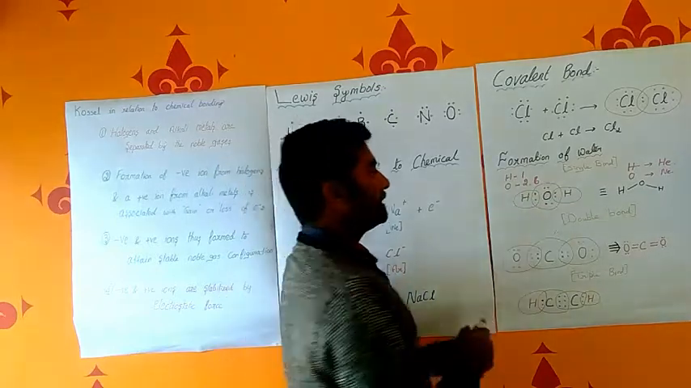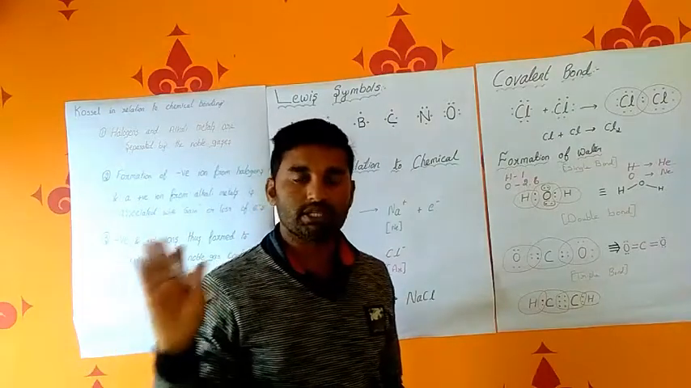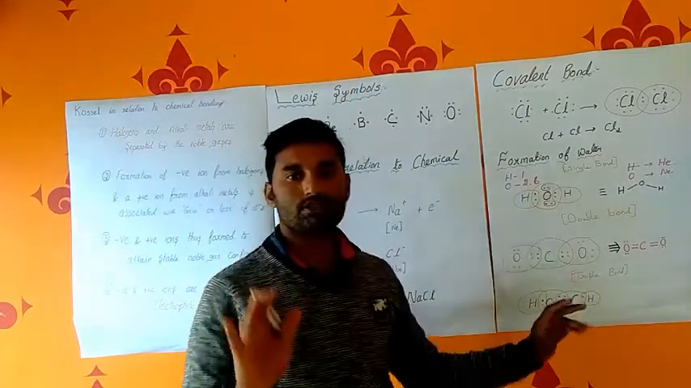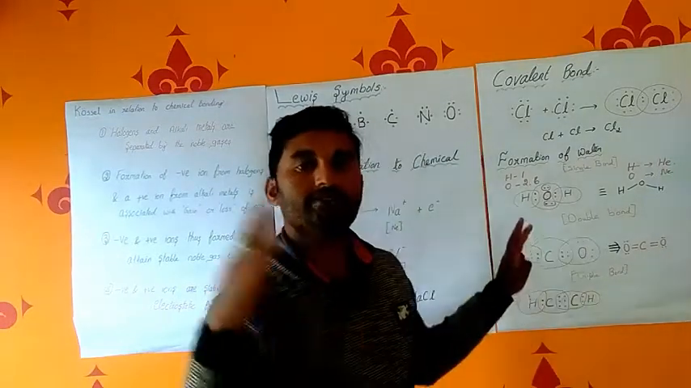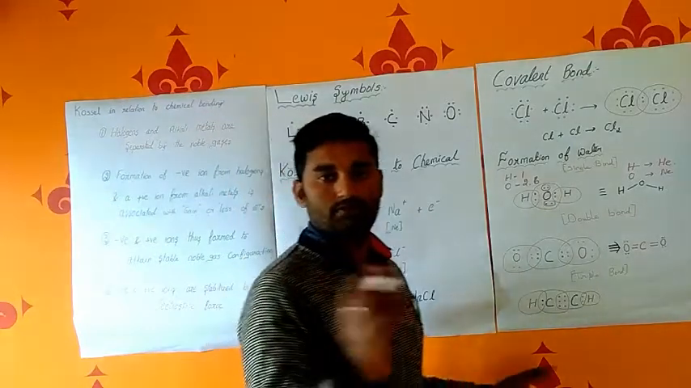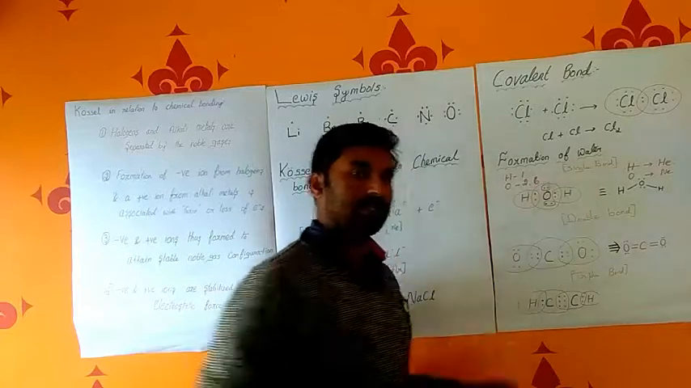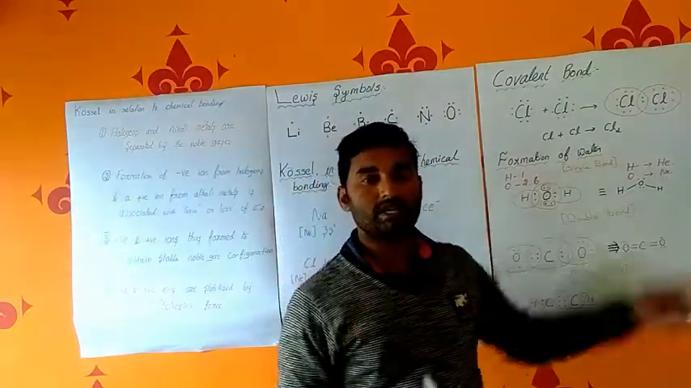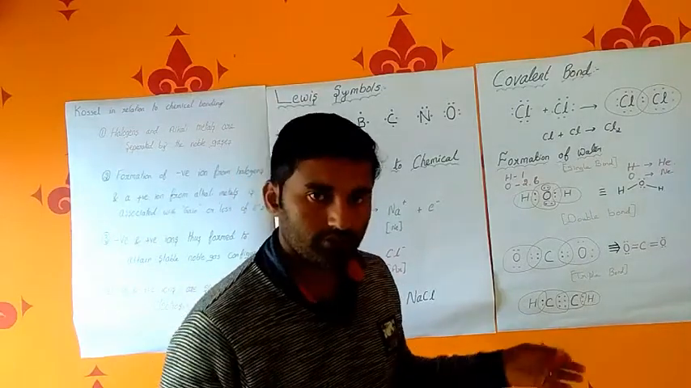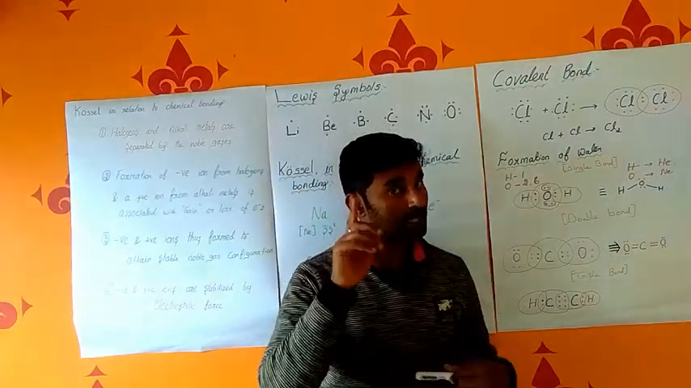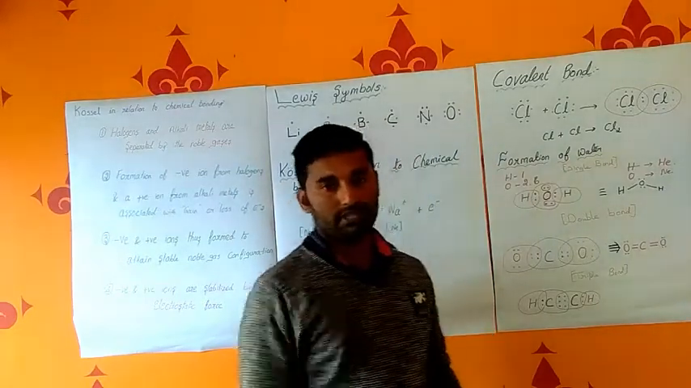So in this case, these two electrons are not involved in the bond formation. Only 2 electrons of oxygen are involved in the bond formation. Remaining 4 electrons are not involved in the bond formation. So those 4 electrons should be notated like that, and they are called lone pair of electrons, because they are not involved in the bond formation. So one thing you should remember, the valence electrons which are not involved in the bond formation are called lone pair of electrons.